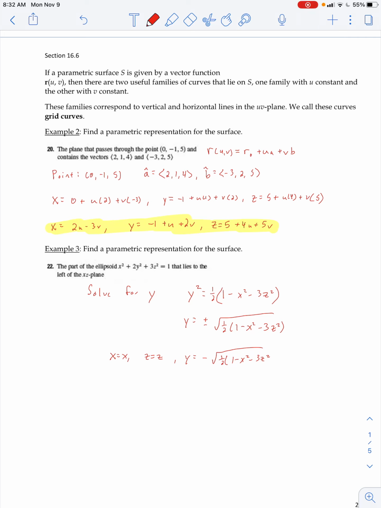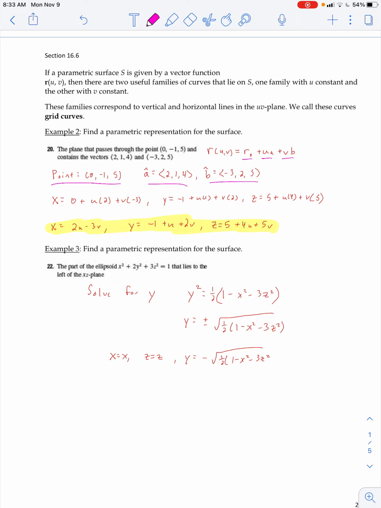All right, so for example, find a parametric representation for the plane that passes through the point (0, -1, 5) and contains the vectors (2, 1, 4) and (-3, 2, 5). So here we're given a point with two vectors. Whenever I'm trying to reparameterize a plane, I can just take the initial point and then add the vectors to the corresponding components: u times a plus v times b.